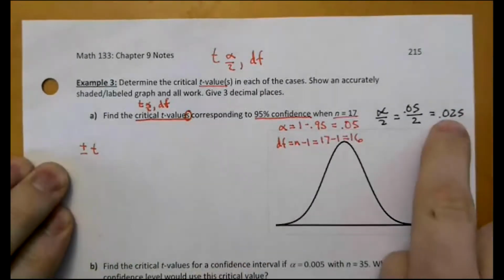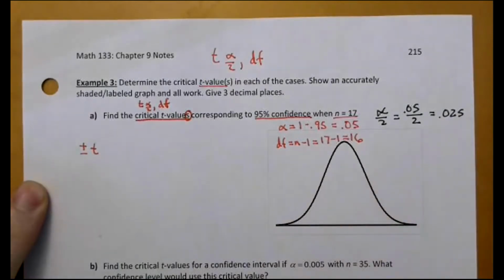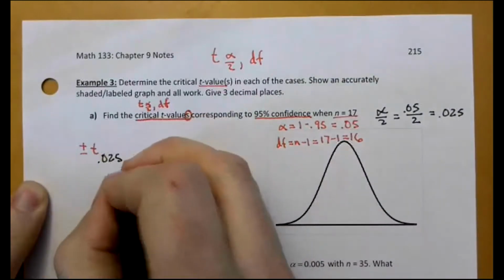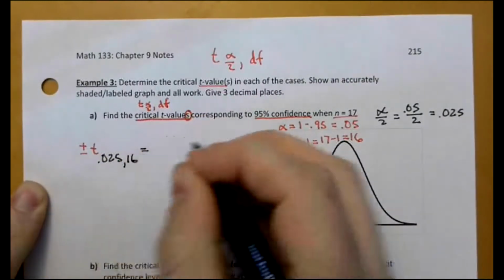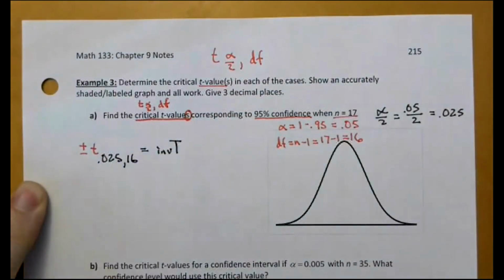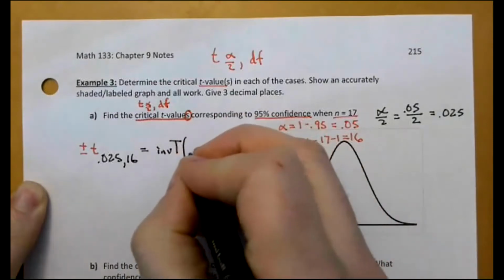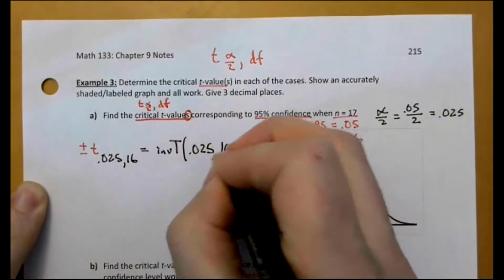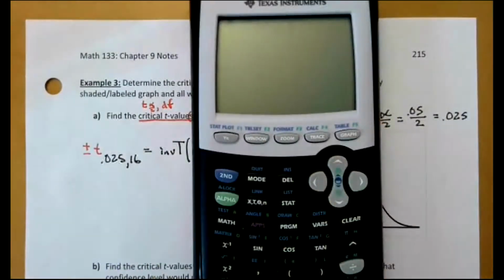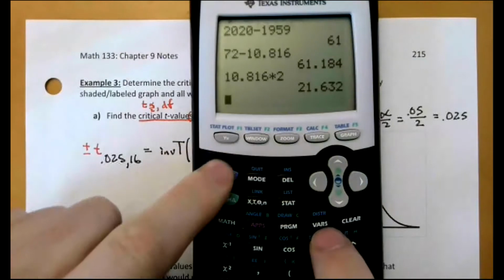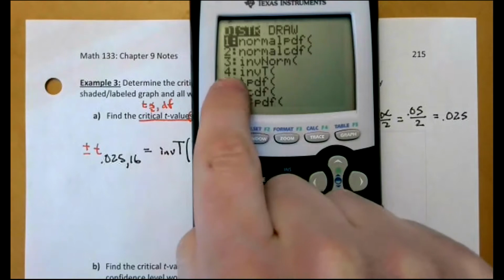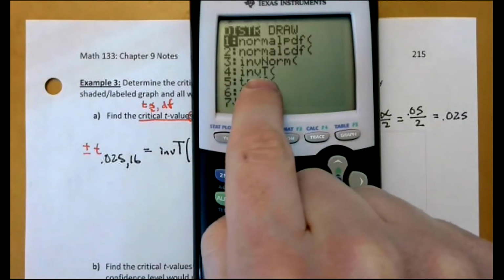Okay, so we know that the number for half alpha is 0.025. Our degrees of freedom are 16. So what we're going to do is plug this into a new function in the calculator we've never used. It's called inverse T, and it's going to ask us for the area and the degrees of freedom. That's it. So here's your calculator. You're going to go to second VARS to open the distribution menu, and you're going to choose option 4, the one that says inverse T.